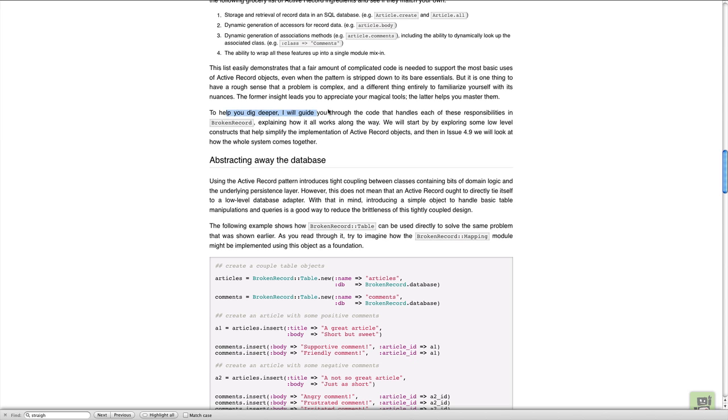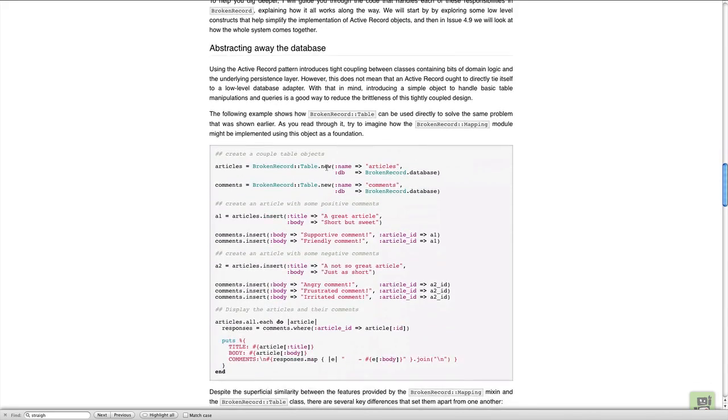To help you dig deeper, I will guide you through the code that handles each of these responsibilities in broken record, explaining how it all works along the way. We'll start by exploring some low-level constructs that help simplify the implementation of active record objects, and then in Section 4.9 we'll look at how the whole system comes together.